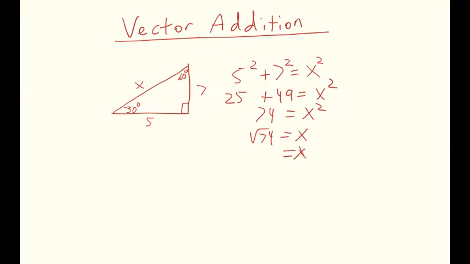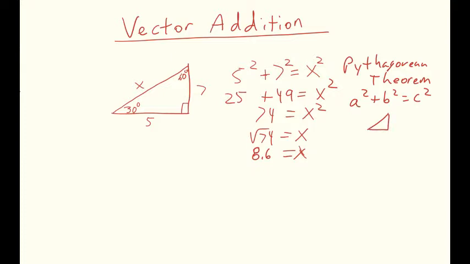And so our hypotenuse will be 8.6. And this is the Pythagorean theorem. Hopefully I spelled that right. Okay, so to find the hypotenuse, a squared plus b squared equals c squared. Hopefully that's a little bit familiar.